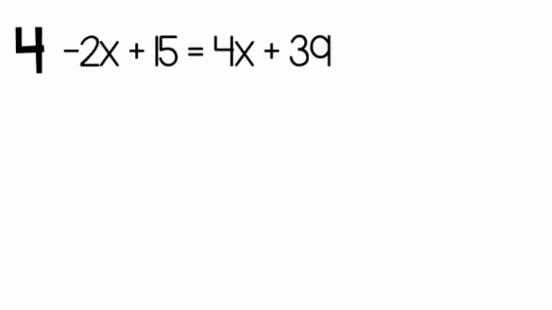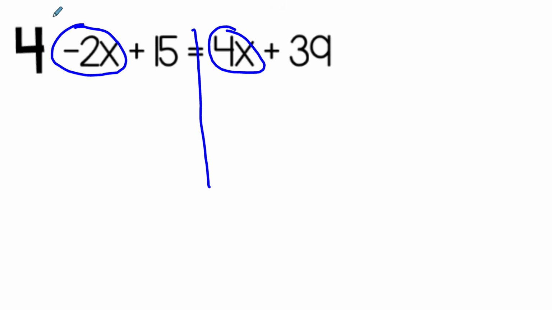We draw our line down our equal sign, and we ask ourselves, are there any parentheses? No. Are there any like terms? Yes. So we have a negative 2x and we have a positive 4x. Are they on the same side of the equal sign or opposite sides of the equal sign? They are on opposite sides.